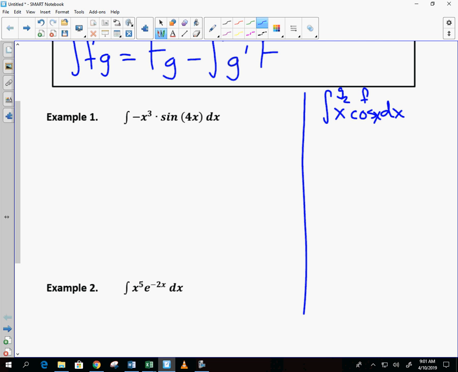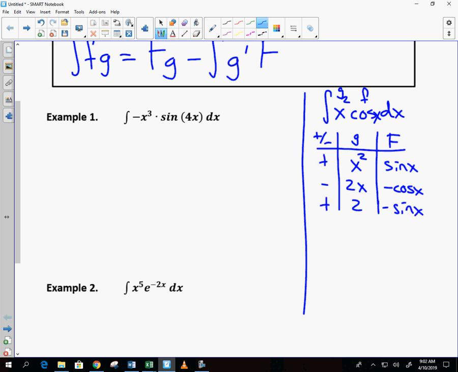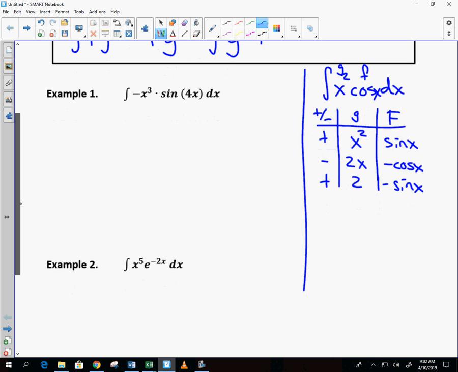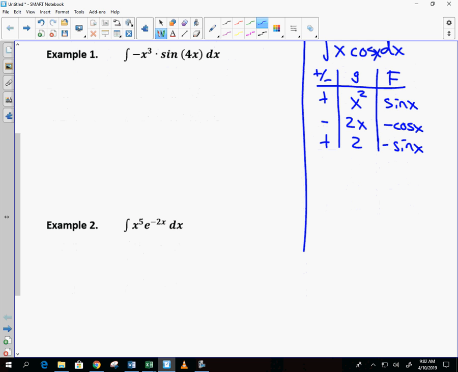Okay, so I set up this little chart. And I go plus minus. I have G, and I like to put big F there. That helps me organize my work better straight across. So I know G is x squared, and then I take the derivative, and I get 2x and 2. What's the antiderivative of cosine of x? Sine of x. So I put that here. What's the antiderivative of sine? And what's the antiderivative of negative cosine? And I go plus minus plus. And that will tell me my terms. So you can see my first term is positive. I have x squared sine of x. And then it looks like we're going to have another plus 2x cosine of x. And I'm going to have a minus 2 sine of x plus c.